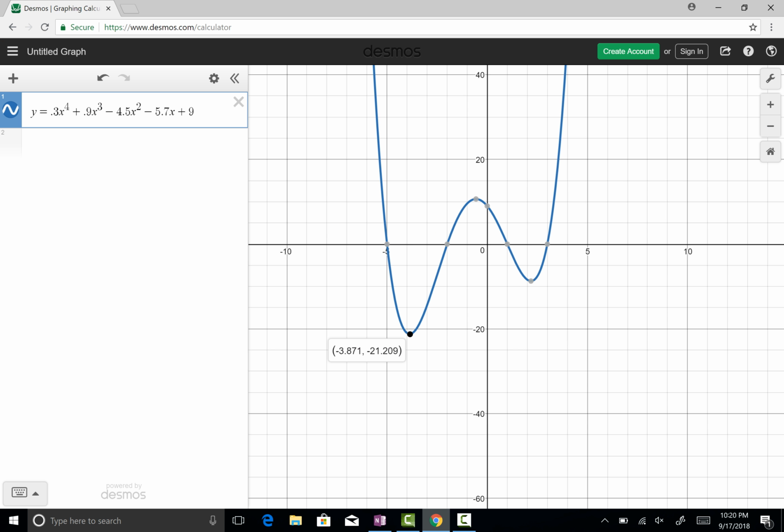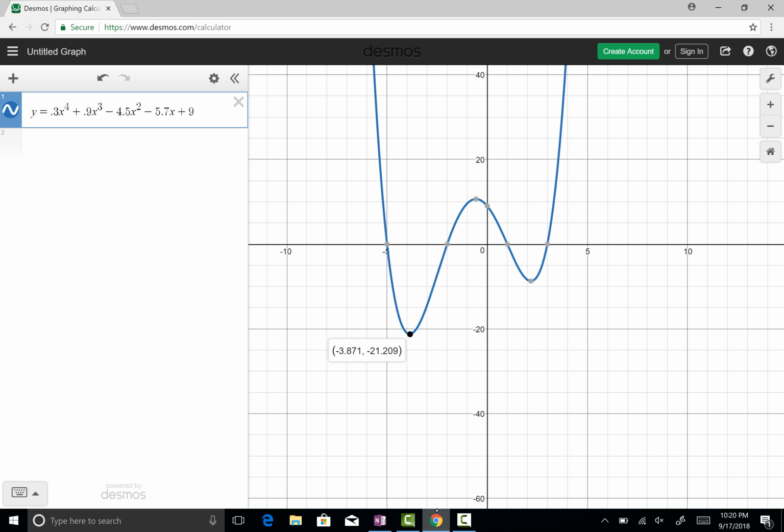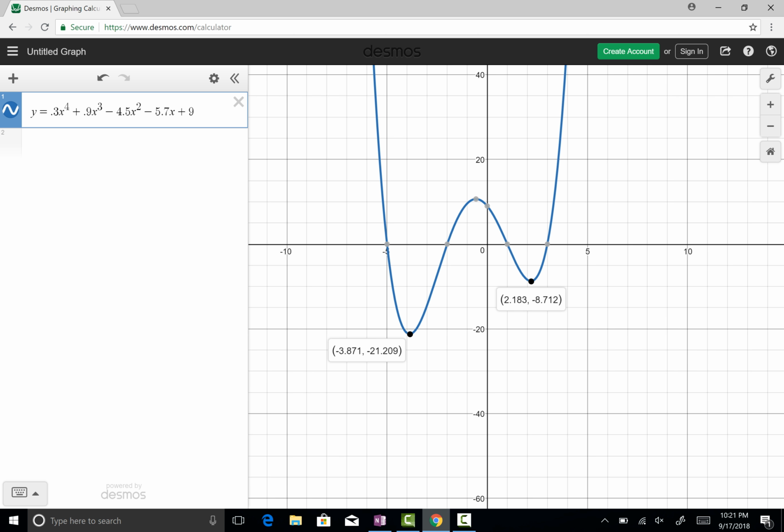And that was at 3.87 and -21. Give myself a little bit of room here. Okay, so that's my absolute min. Now here, we would just have a relative min at (2.1) and -8.7.